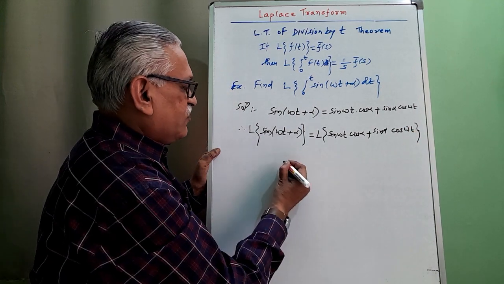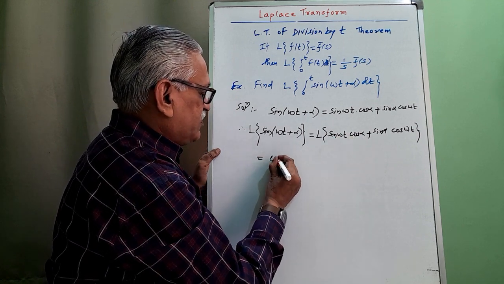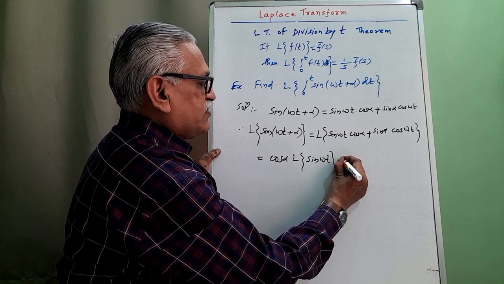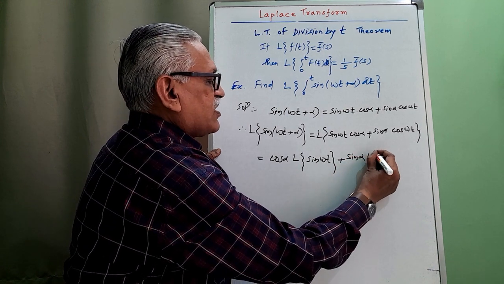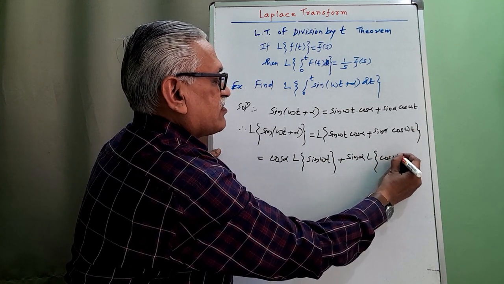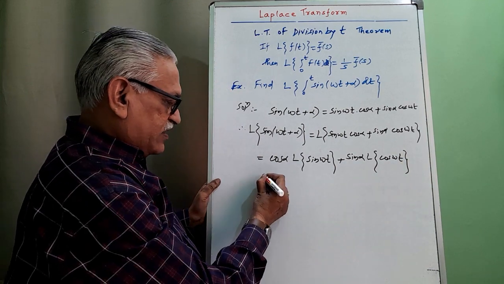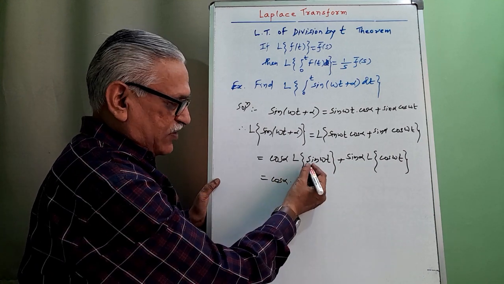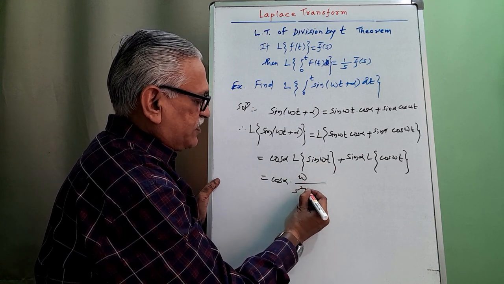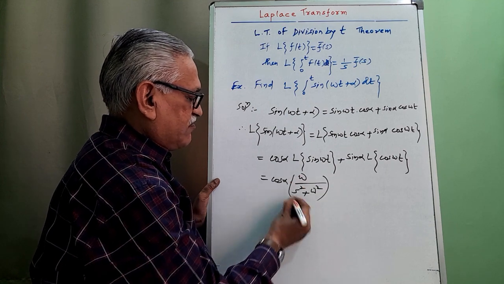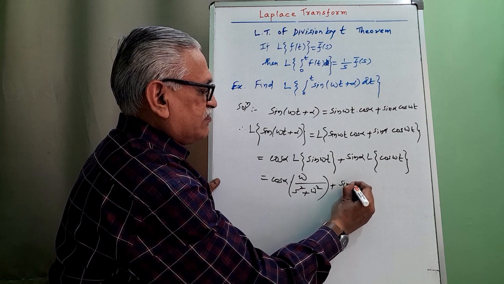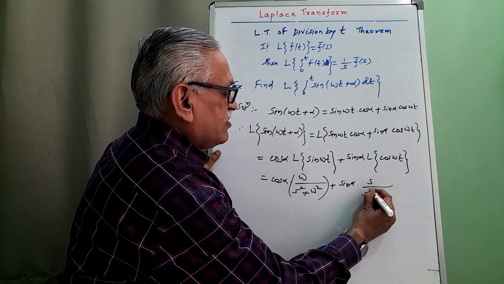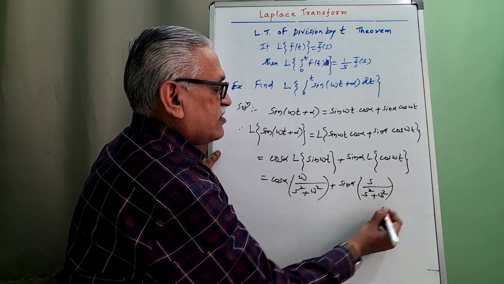Sin alpha and cos alpha are constant terms, we take them outside while finding the Laplace transform, and therefore it is cos alpha into Laplace transform of sin omega t plus sin alpha, constant term, Laplace transform of cos of omega t. Applying the standard result, Laplace of sin at and Laplace of cos at, we get cos alpha. Laplace of sin at is a upon s square plus a square, a is here omega, so omega divided by s square plus omega square, plus sin alpha. Laplace of cos at is s upon s square plus a square, and therefore it becomes s upon s square plus omega square, and we call this a bar of s.